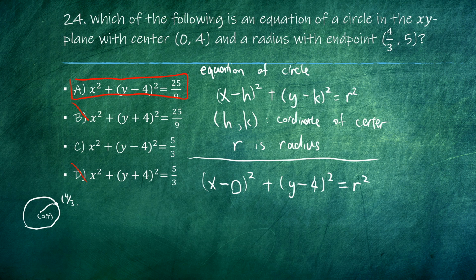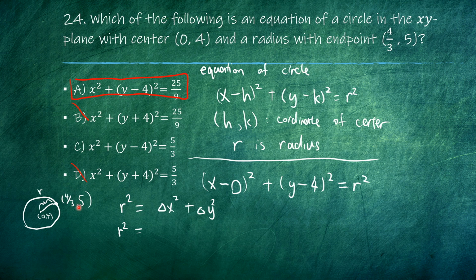4/3 and 5. And to find out what the distance here, which is r, is, we can use the distance formula to find out the distance between these 2 points. So the distance formula in this case, r squared is equal to the difference in x squared plus the difference in y squared. So r squared is equal to the change in x.